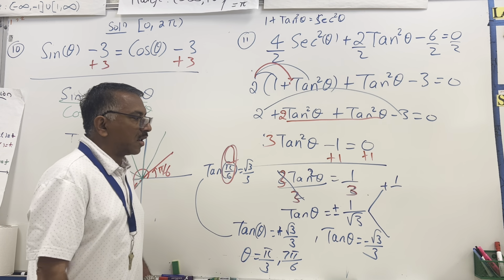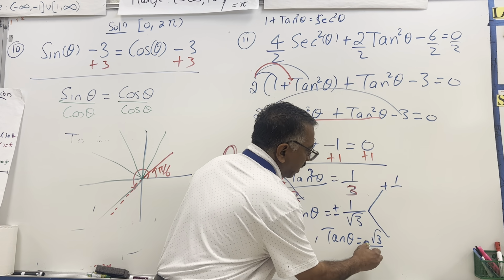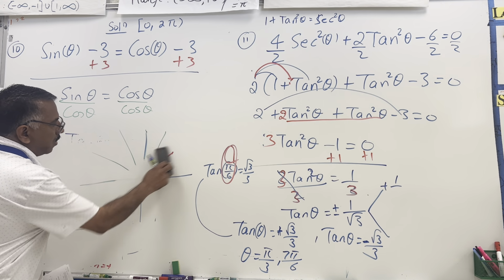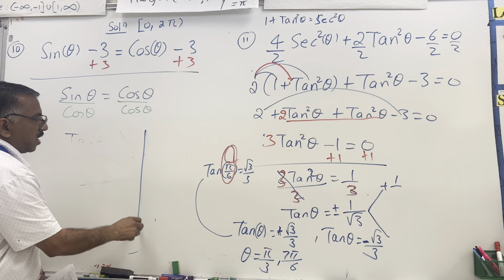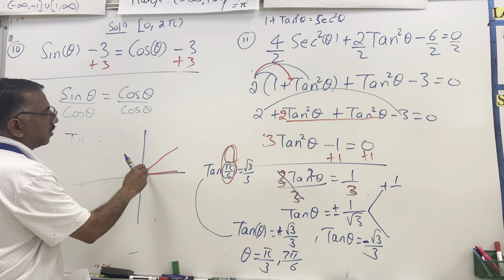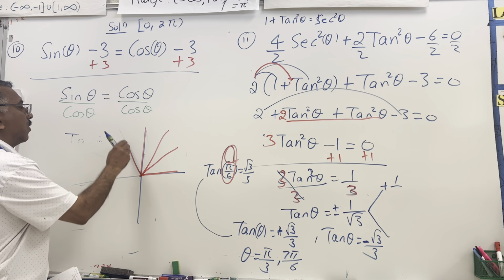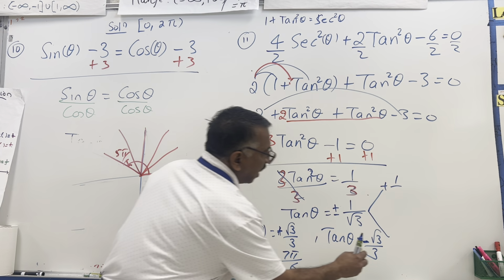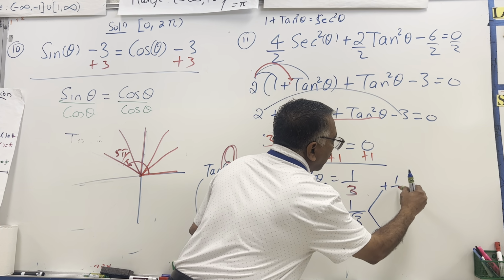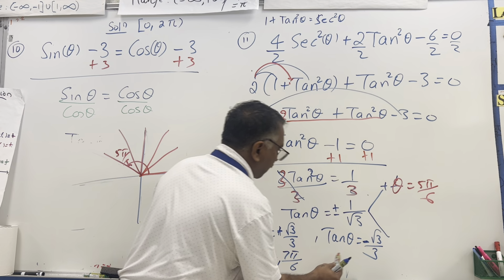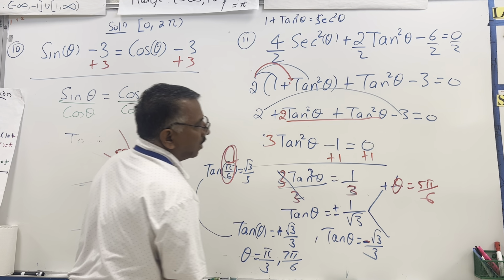And finally, the last one, here it is negative, right? So if it is negative, that means you have to go to the second and the fourth quadrant. So if this is pi by 6, 1 pi by 6, 2 pi by 6, 3 pi by 6, 4 pi by 6, and 5. So this is 5 pi by 6. So that's 5 pi by 6, so theta is 5 pi by 6.